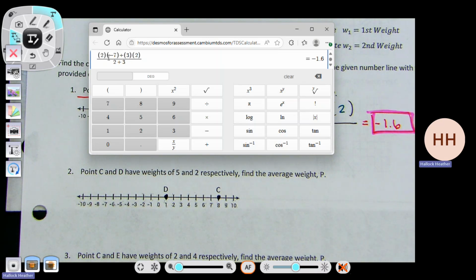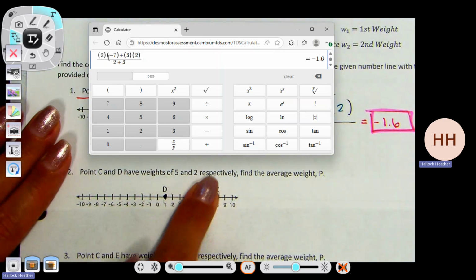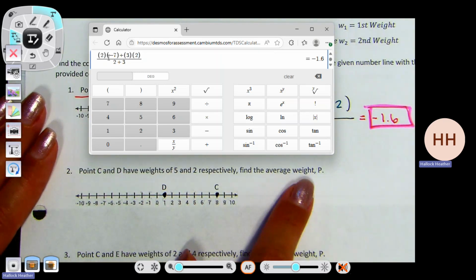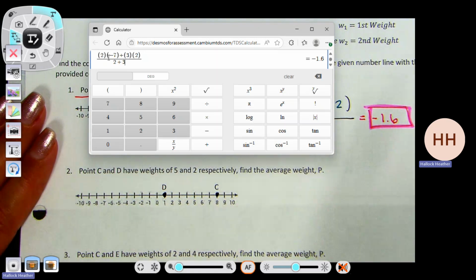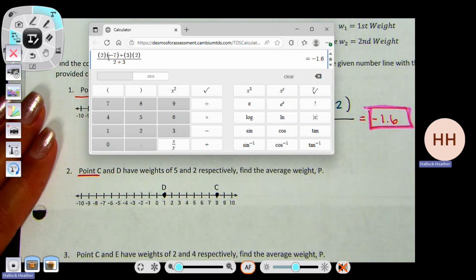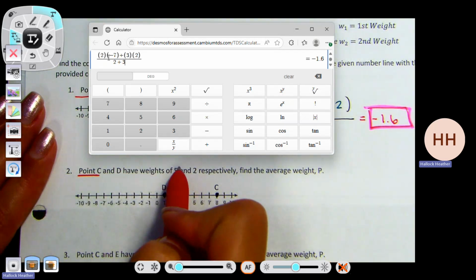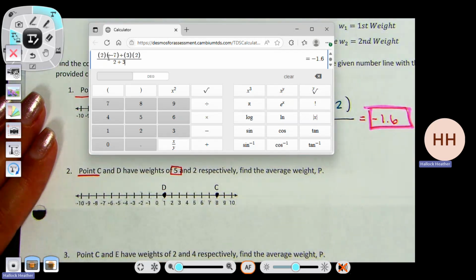Okay. Anyways, so for this, it says point C and point D have weights 5 and 2 respectively. Find the average weight of P. This is the wording they use on the midterm and on the cycle assessments as well, just so you know. Because it says respectively, it means in the order in which it's given. So C has a weight of 5 because it's the first one it talks about.